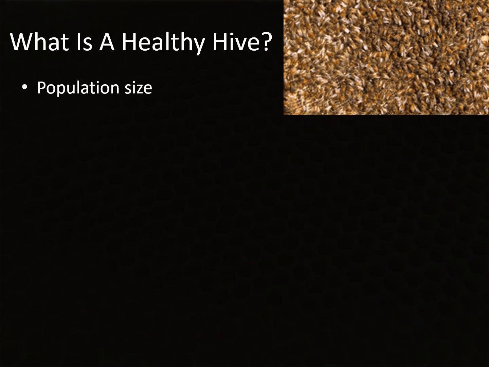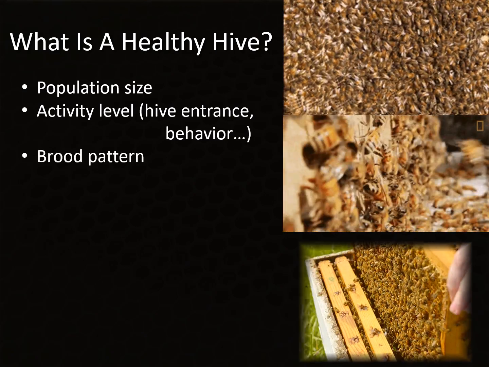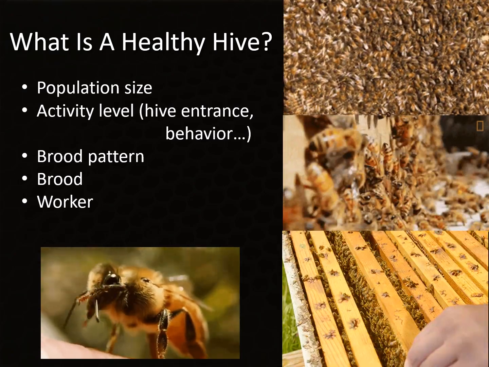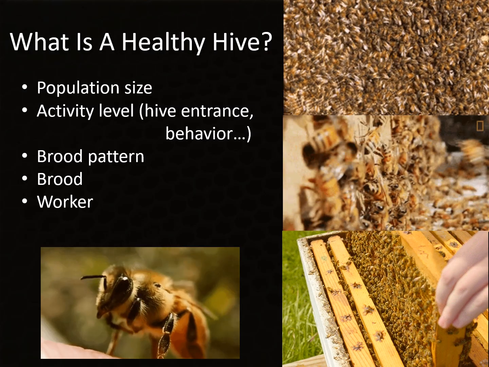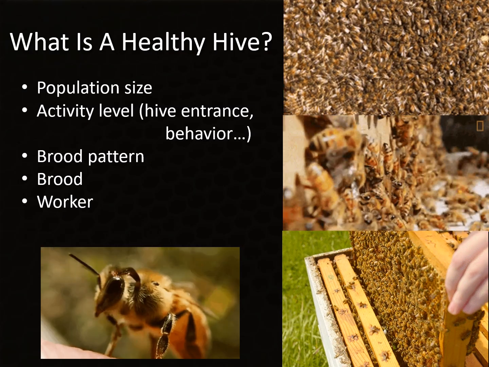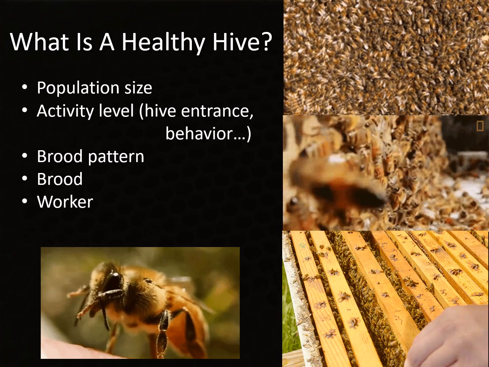Before we can really talk about what is an unhealthy hive, let's quickly talk about what is a healthy hive. A healthy hive has a good population size, nice densely populated frames. The activity level at the hive entrance is, on a warm day, pretty intensive, but it's gentle, calm, happy behavior. You don't see any battling. You don't see any bees trying to sting each other. Nice healthy brood pattern, so nice full brood pattern, healthy looking brood, and bees that are nice and young, fresh looking.